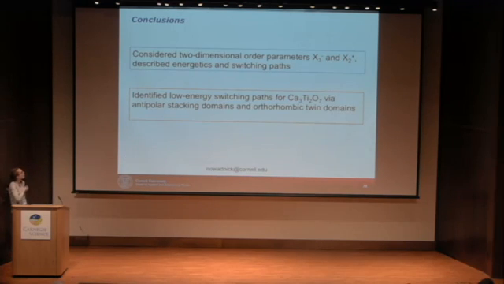So that brings me to the end of this talk. The main conclusion is we carefully considered the two-dimensional order parameters, and we found some low-energy switching pathways which are relevant for calcium titanate 327 and the domains that are present there. And we did some additional work on understanding how the order parameters evolve during the switching process, which I'd be happy to talk to you about later if you're interested. Thank you.